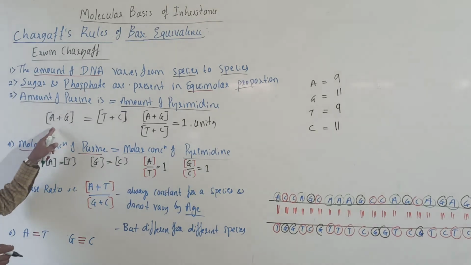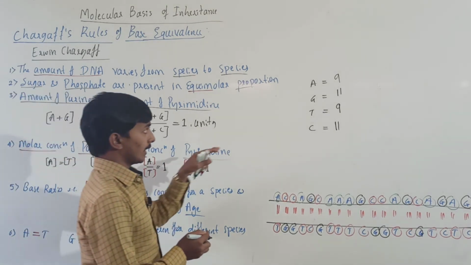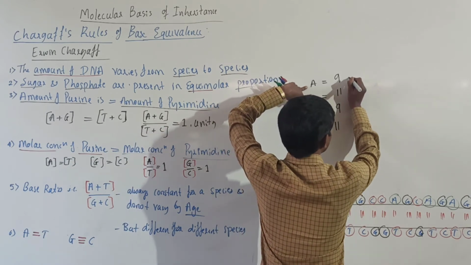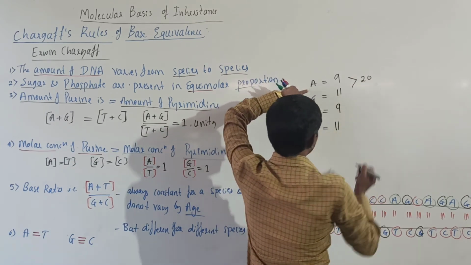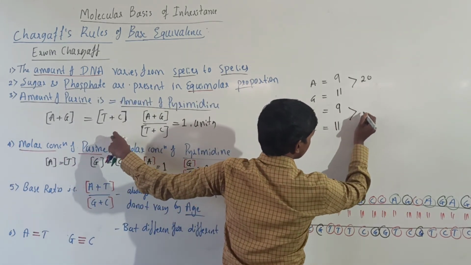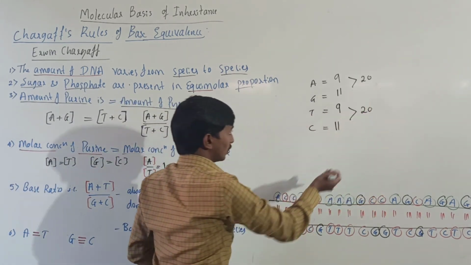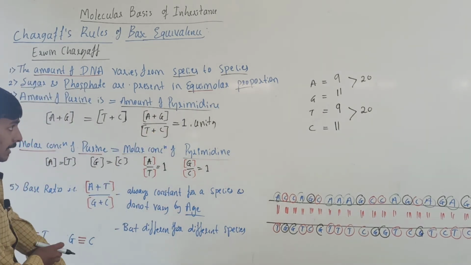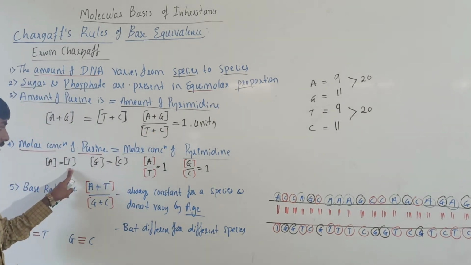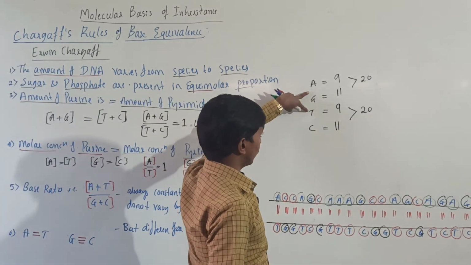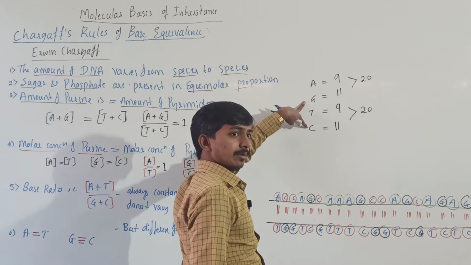See here, A plus G equal to T plus C. A plus G, 9 plus 11, how much? 20. T plus C, 20. 20 equals to 20, 20 by 20 equals to 1, you got the answer, right? Similarly, A plus T, G plus C. A equal to 9, T equal to 9, G equal to 11, C equal to 11, right?